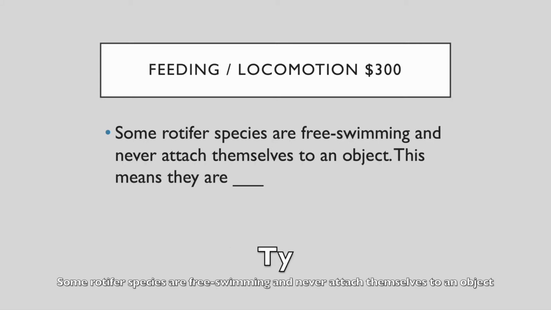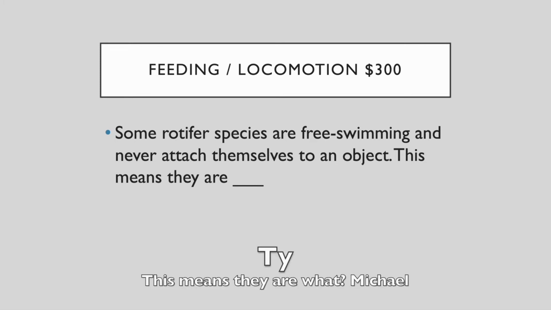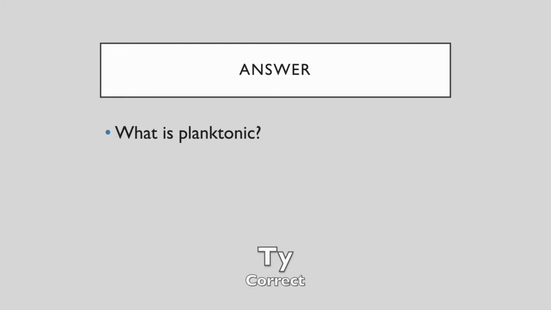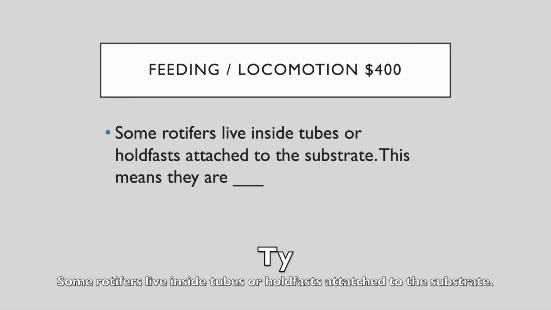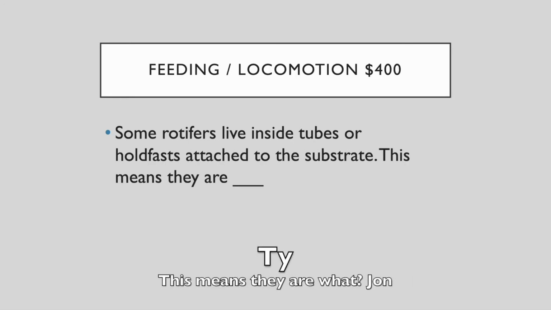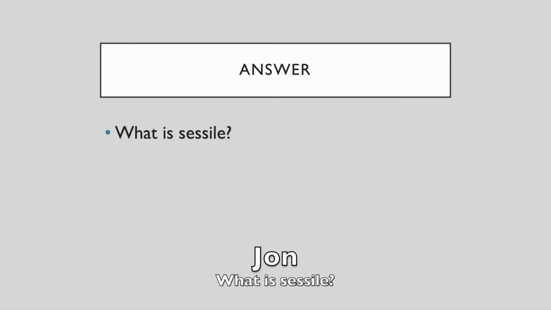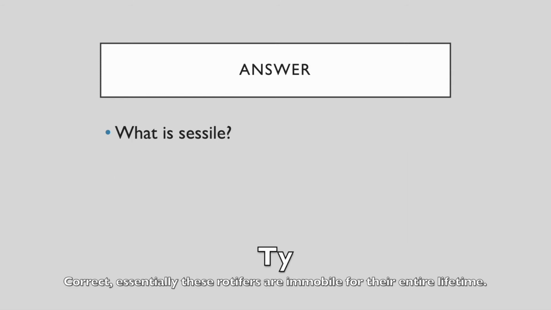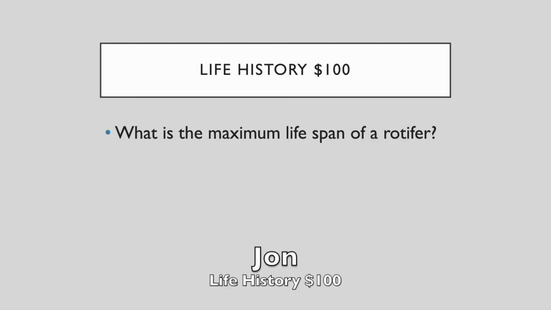Some rotifer species are free swimming and never attach themselves to an object. This means they are what? Michael: What is planktonic? Correct. Locomotion 400. Some rotifers live inside tubes or holdfasts attached to the substrate. This means they are what? John: What is sessile? Correct. Essentially, these rotifers are immobile for their entire lifetime. You're at 2300. Life history 100.